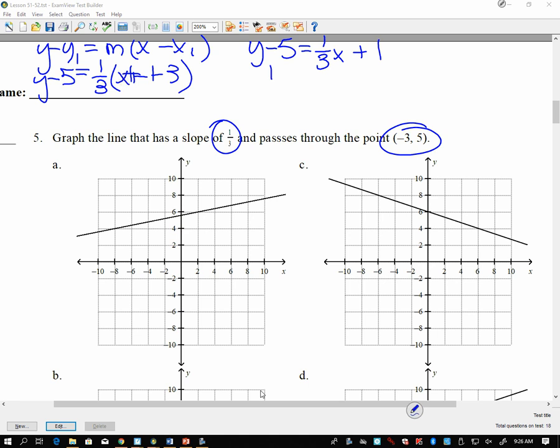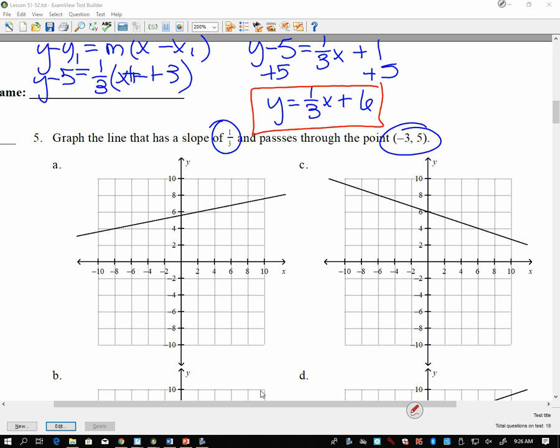Add 5 to both sides. Okay? So I get y equals 1/3 x plus 6. Okay? That is the y-intercept form of the equation. All right? So I could look at this and say, I know that the y-intercept is 6, right? So it needs to cross the y-axis at 6 and it needs to go up 1 over 3.